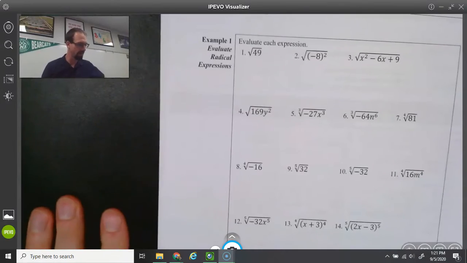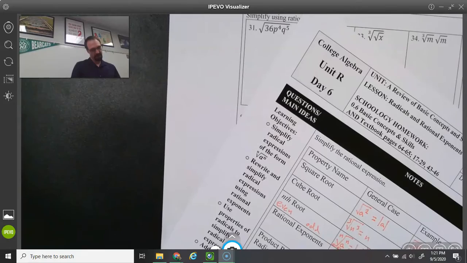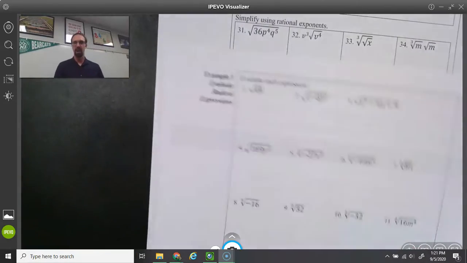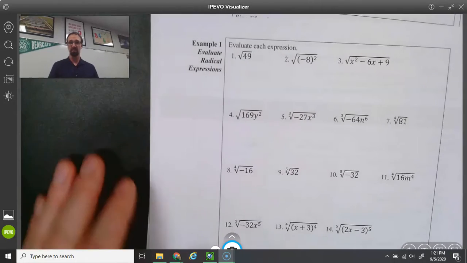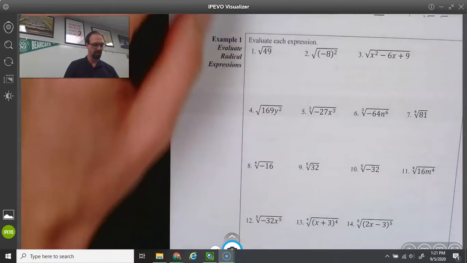In this one we're talking about radicals and rational exponents. We're going to be simplifying radicals, and there are going to be some rational exponents involved here as well. Number one, evaluate. For this set, we're evaluating each expression.